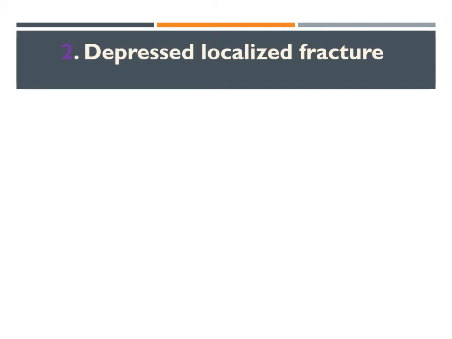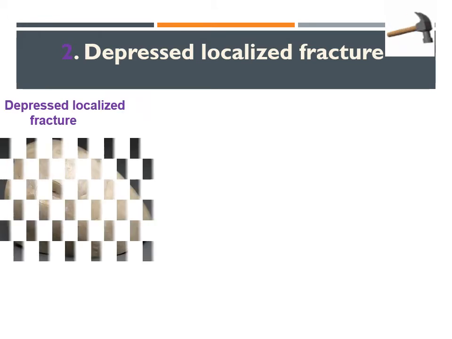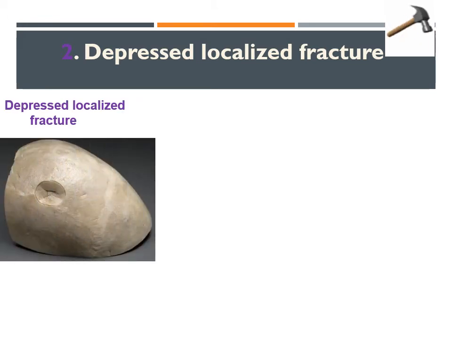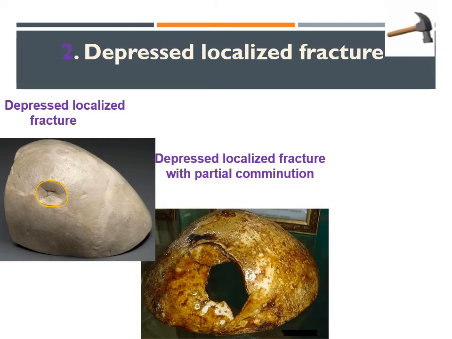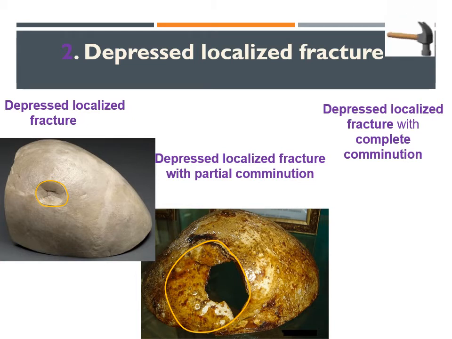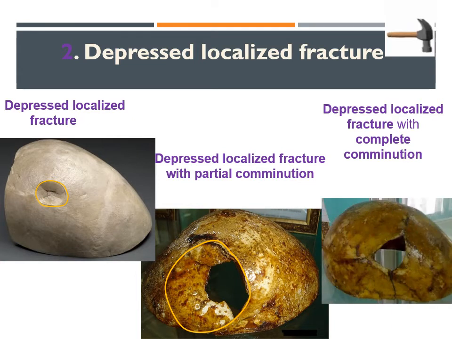Depressed localized fracture may be depressed localized fracture with no comminution caused by low force, or depressed localized fracture with partial comminution. There is partial loss of bone like this picture, or depressed localized fracture with complete comminution with complete loss of bone like this picture and caused by high force.